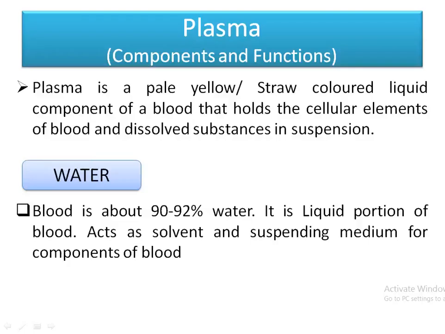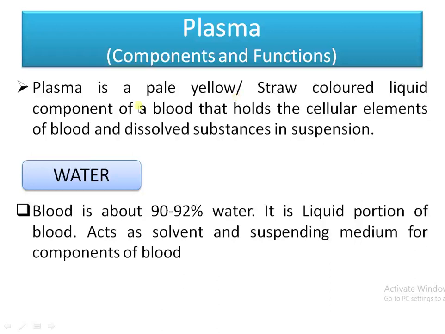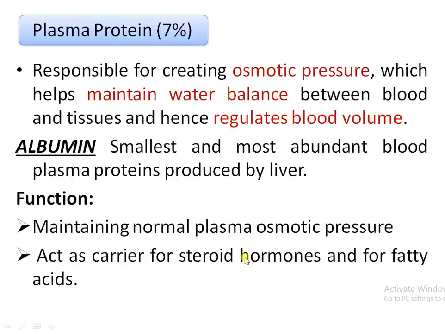First we will discuss plasma, its components and their functions. Plasma is a pale yellow liquid present in blood. It is the pale yellow liquid component of blood that holds the cellular elements of blood and dissolved substances in suspension. Water is about 90 to 92%. It is the liquid portion of blood and acts as solvent and suspending medium for components of blood.